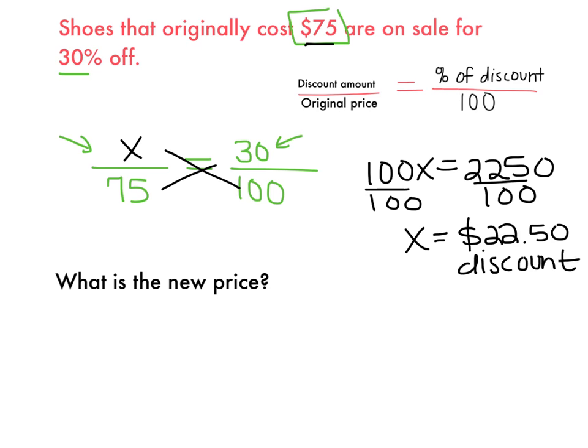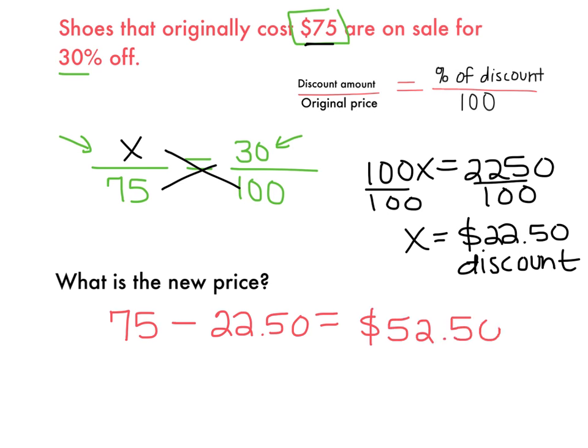Again, discount means that's the amount of money you're taking off. So I want to find the price I'm going to have to pay. Well, the shoes originally cost $75, and if it's a discount, you're subtracting. So I'm going to subtract my discount, which was $22.50. That'll give me my final sale price. So 75 minus $22.50, I end up with $52.50. That is my sale price.